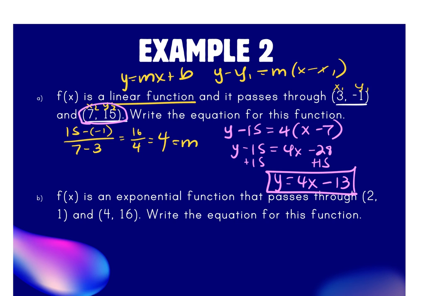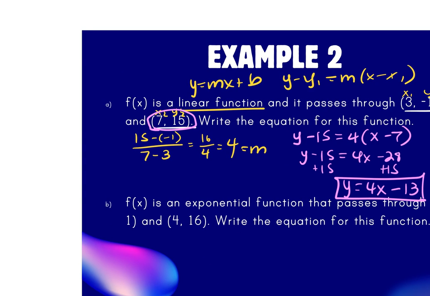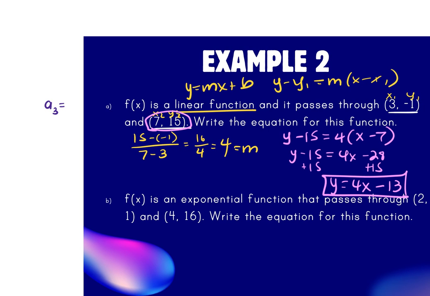Questions so far? So if that had said an arithmetic function has the values of a(n), which would be a3 equals, what I give you, -1, and a7 equals 15, that entire question can be done the exact same way. I can convert that into coordinate points and find the equation using the slope-intercept form or the point slope.